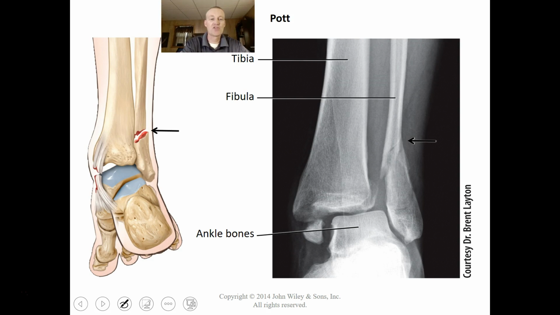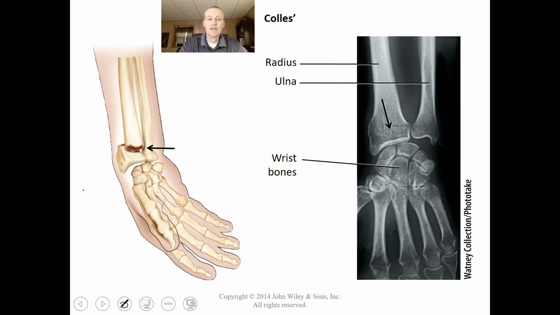This is a Pott's fracture. It's a very specific one where you break the fibula and then you tear the connections of the tibia. In a Colles fracture, you essentially break the radius down here, and it's named after a person. So it's just a very specific type of fracture.